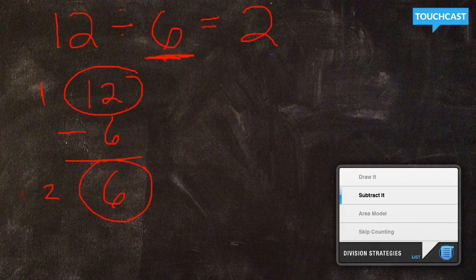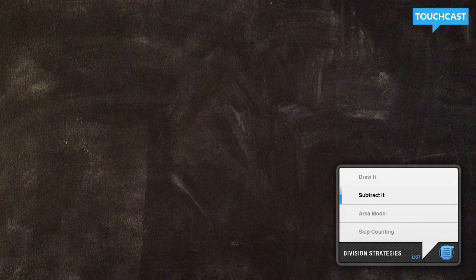All right, that was a super quick one. Let's try another one. All right, let's do 14 divided by 2. Let's find that quotient.